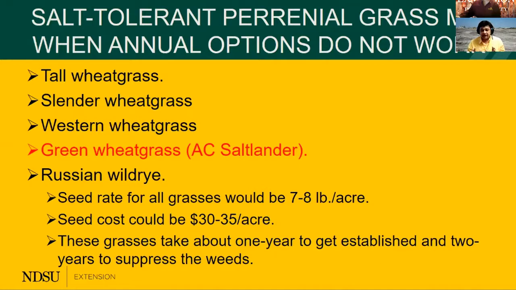Seeding rate for all 5 grasses per acre, I would say 8 pounds should be sufficient. Depending upon the prices, sometimes it may cost you $35 per acre. It could cost you $40. It's a one-time cost. And grasses take about 1 year to get established, 2 years to suppress the weeds.